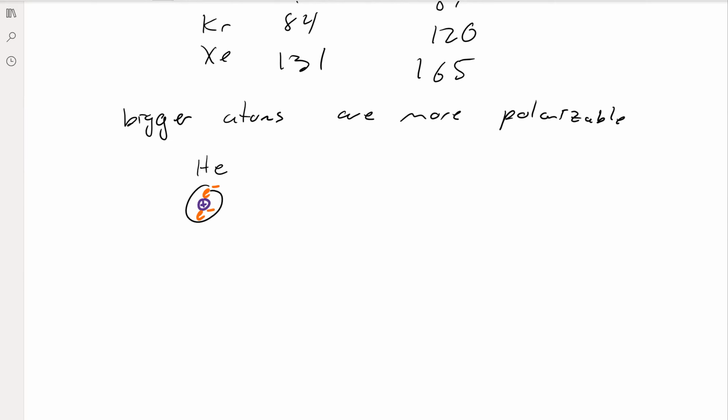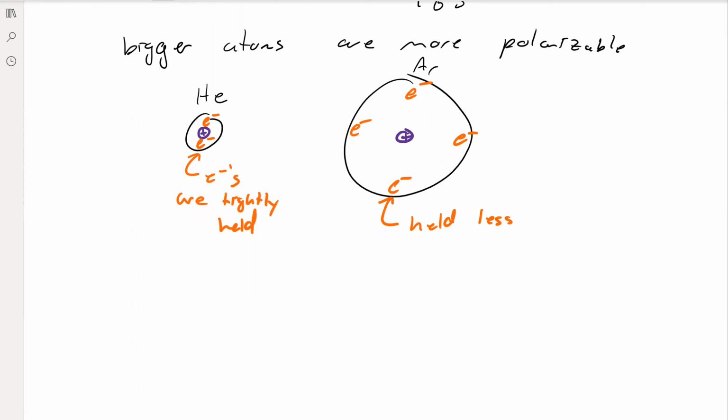the electrons are very close to the nucleus, and so the electrons are tightly held. And so it's hard to push them to one side or another, and so it oftentimes doesn't have any kind of dipole. Whereas when you look at some bigger atoms, such as argon, its electrons are much further away from it, right? They have a much lower Z effective than something like helium, and so they're held less tightly. And so they're easier to push to one side or the other, and so it's more polarizable.